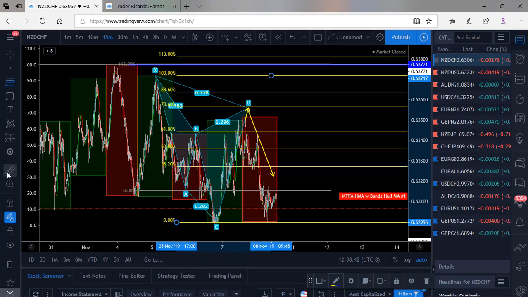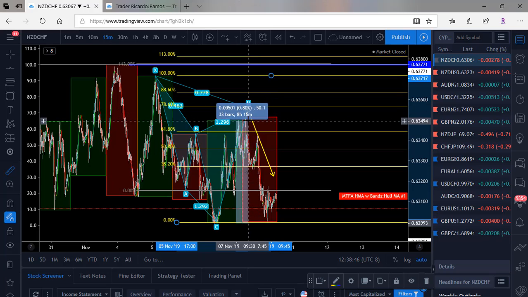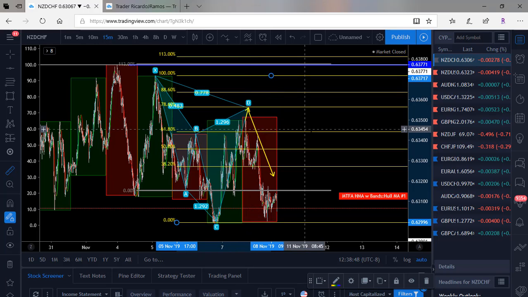That was another good 50 pip move, which is pretty much what I'm shooting for on a daily basis: 50 pips off one pair.